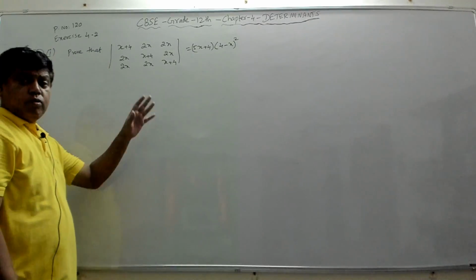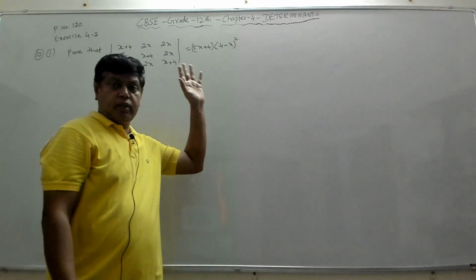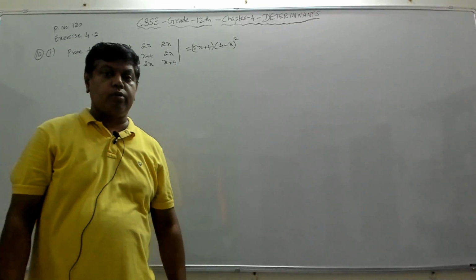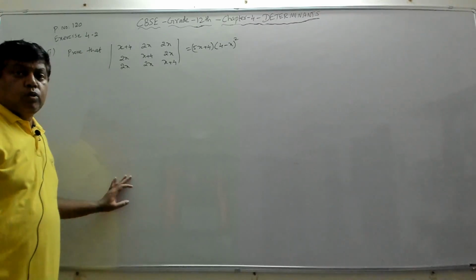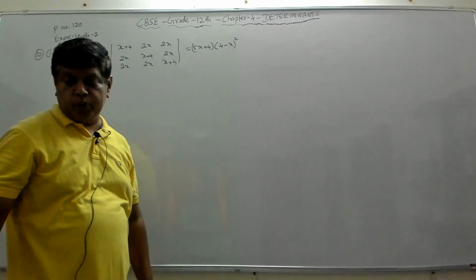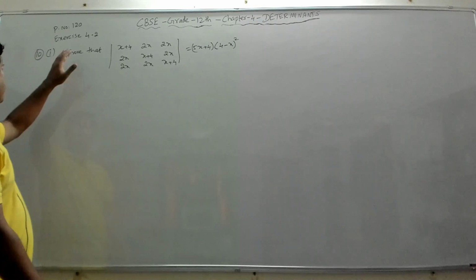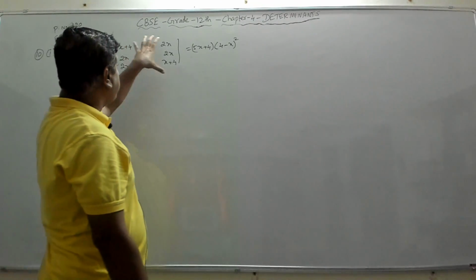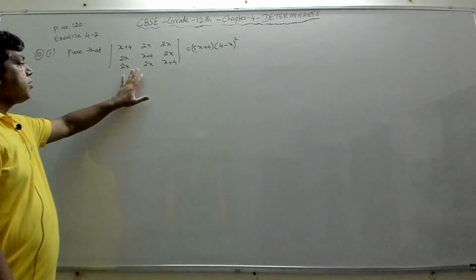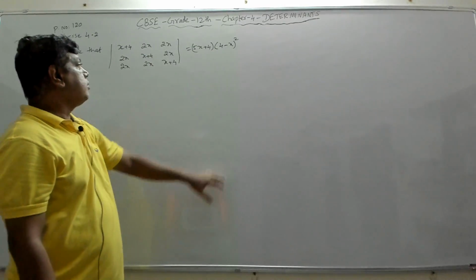In this video, we'll continue with the chapter Determinants, which is chapter 4 from your 12th standard CBSE mathematics. We'll continue with exercise 4.2 on page number 120, problem number 10. Prove that the value of this determinant equals this. And to prove that the value of this determinant equals this.